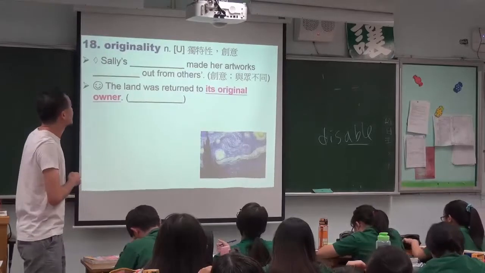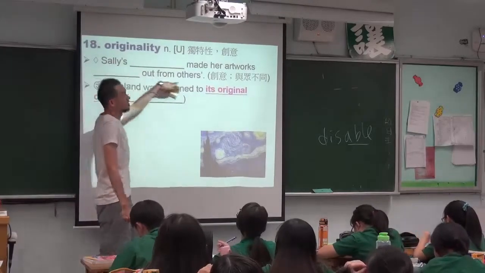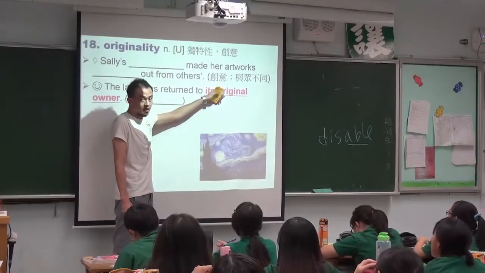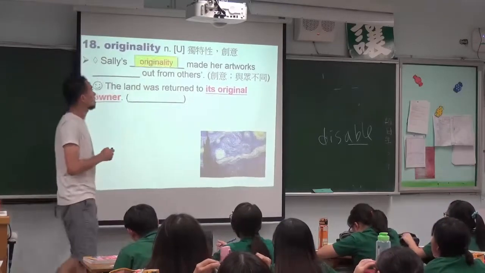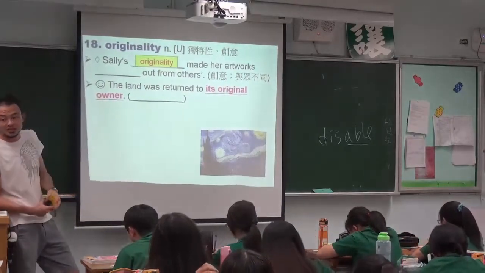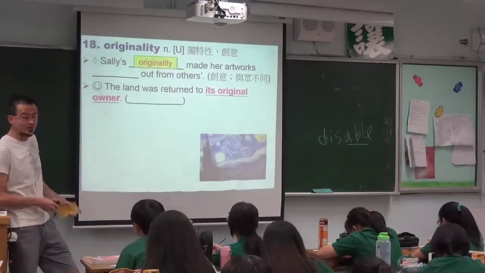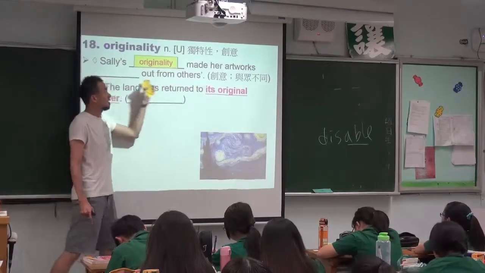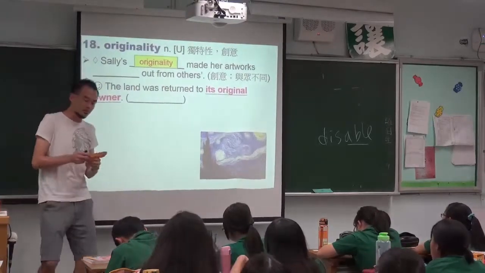So here the first example, Sally's. In the past, you might say creativity or imagination, but this time you can use originality. Originality is a good word. It means creativity, what makes her hard work stand out from others. So here this word, 与众不同, is a verb.